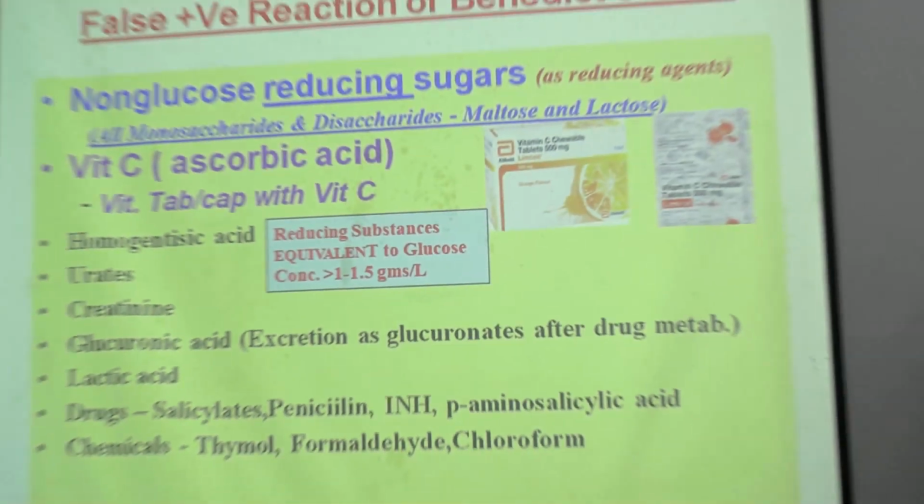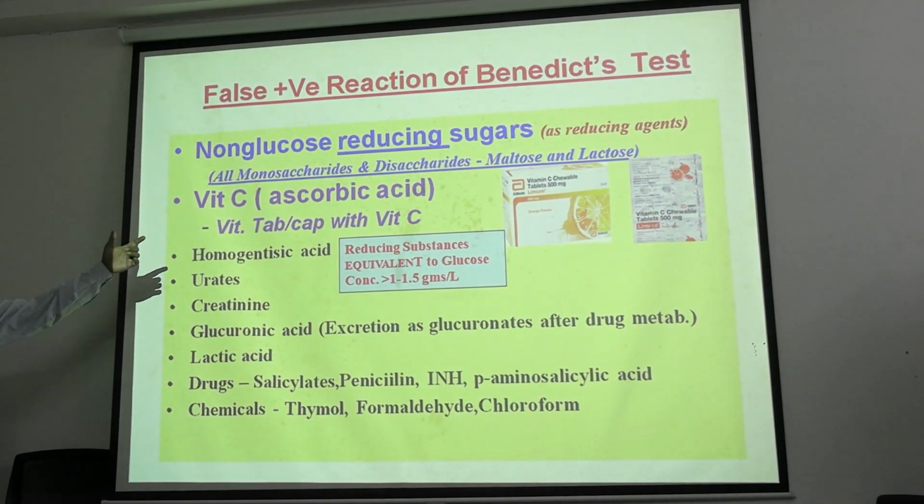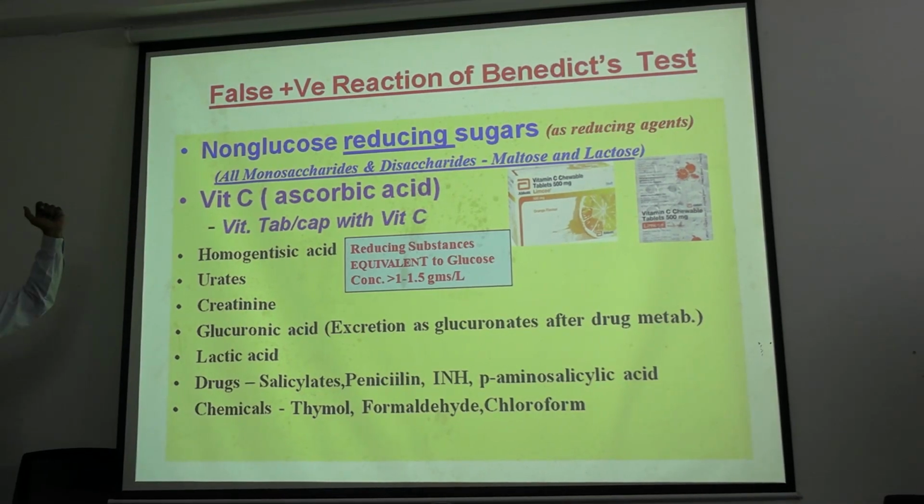So reducing substances, I have told you earlier also. I will demonstrate today non-glucose reducing sugars. Those who are interested, because this is not part of your syllabus, you have to do sugar in urine. Those who are interested can see this part, otherwise you can leave. So I have brought vitamin C, I have brought non-glucose reducing sugars, I have brought disaccharides, and unfortunately these materials are not available.